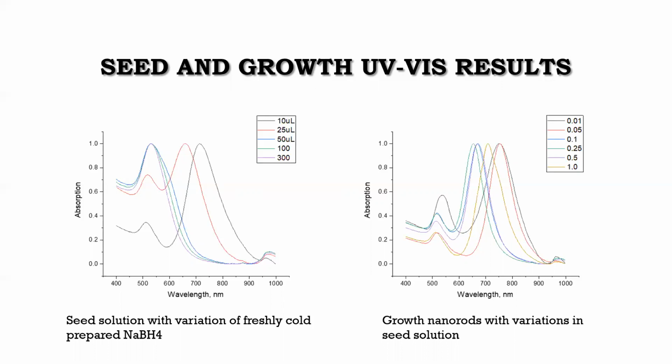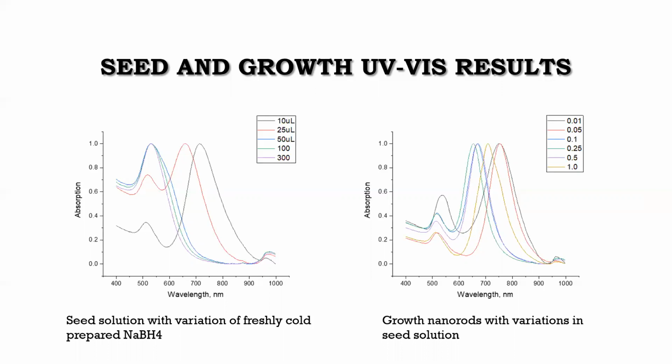While on the right side of the slide, we can see the UV-vis of the growth solution with the optimal seed solution on the left, which we made using 10 microliters. The second step, synthesis of full-grown nanorods with variation of the seed solution, shows in the UV-vis spectrum that it yields rods with both transverse and longitudinal peaks.